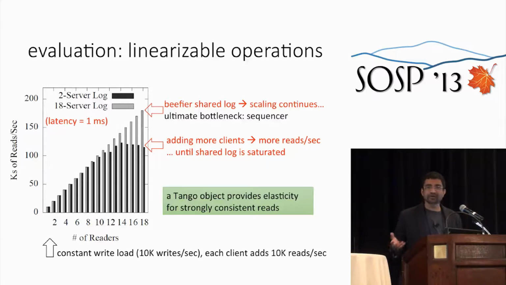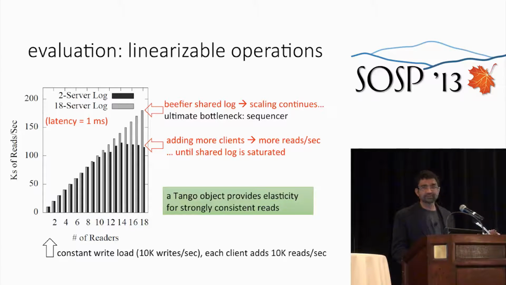If we beef up the shared log by adding more servers to it, we keep scaling. And we keep scaling until at some point the shared log is again saturated. So the point of this graph is very simple. We get elasticity for strongly consistent reads. That's a property that very few systems have, none that I know of. Usually you can do elasticity for stale reads. We can do it for strongly consistent reads. Now, I'm not going to lie. There is a bottleneck, but that bottleneck is in the millions of operations.